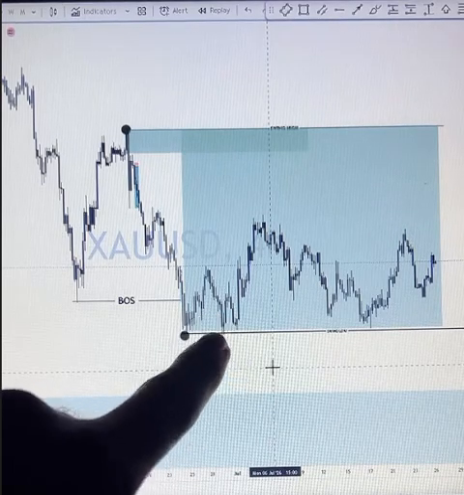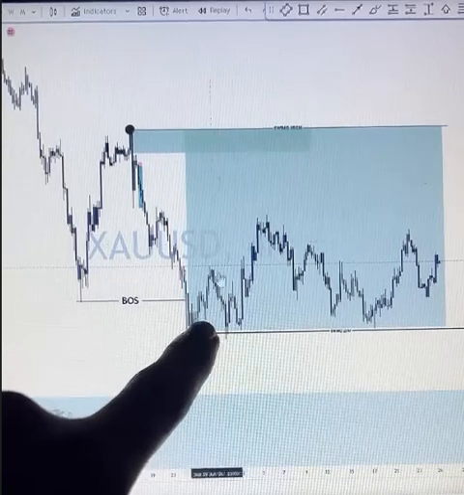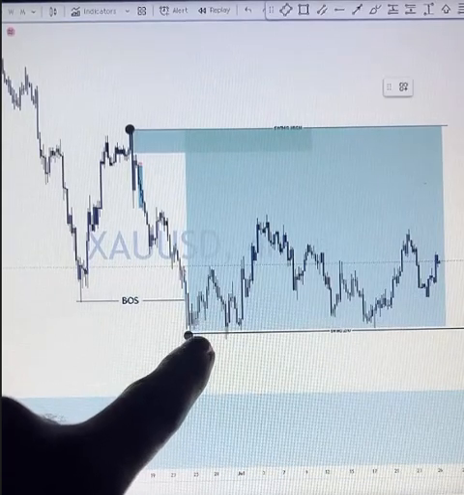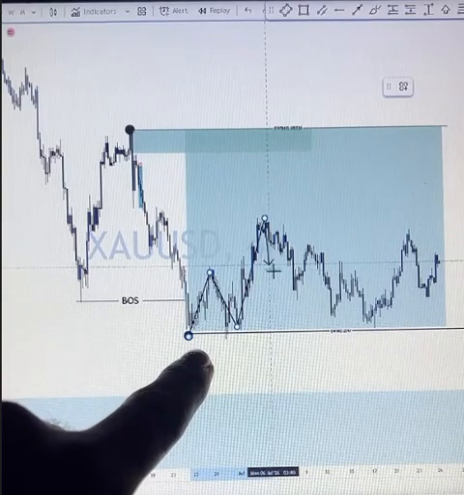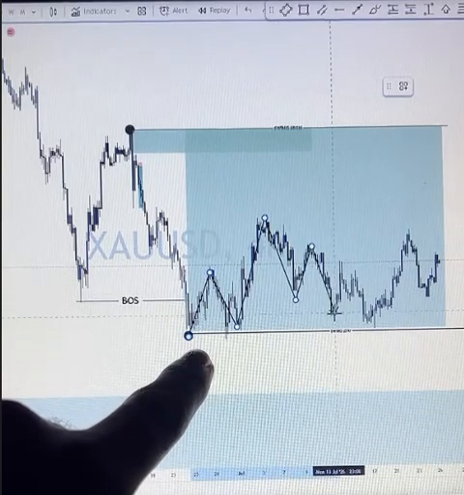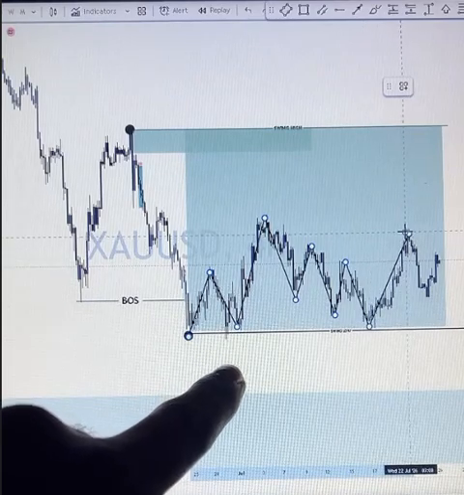Lord Kobe, thank you. So this is pullback by structure, meaning that inside this pullback you have right here, there is structure inside. This is breakout. This is breakout again. Pullback, breakout, and another shift to the upside.